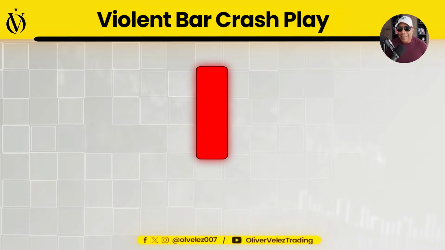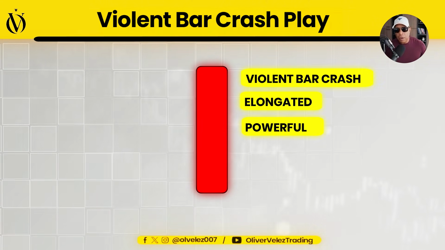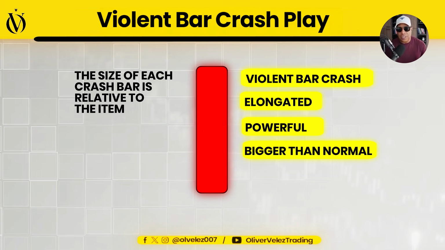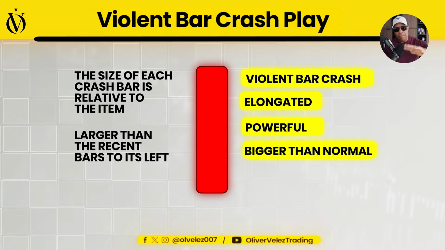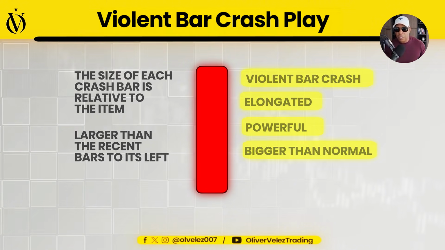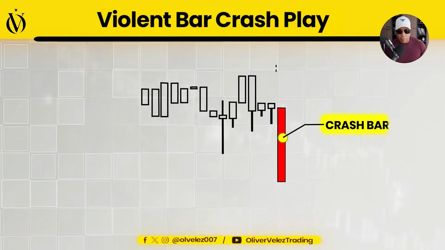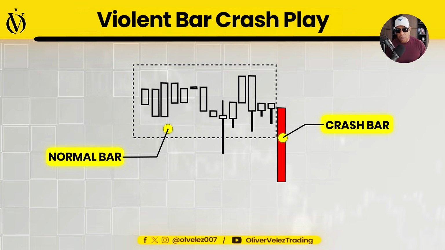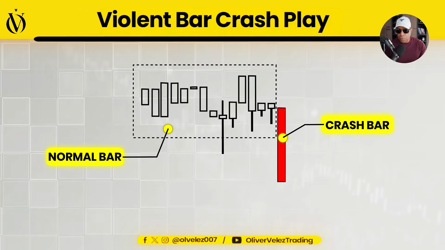It involves a violent bar crash, elongated, powerful, bigger than normal. What does that mean? I can't give you a specific number in terms of size. All I can say is look to the left. And if this bar is bigger by orders of magnitude than all of your recent bars to the left of it, here are your recent bars to the left. Now, look at the size of this one versus the average size of these. That's a crash bar. So crash bars are elongated, powerful, violent. They have a velocity that is through the roof.